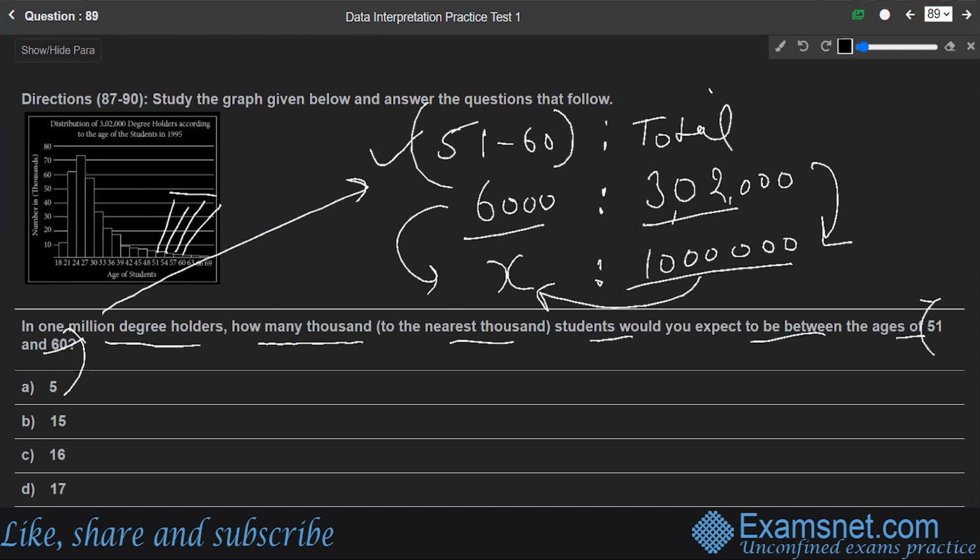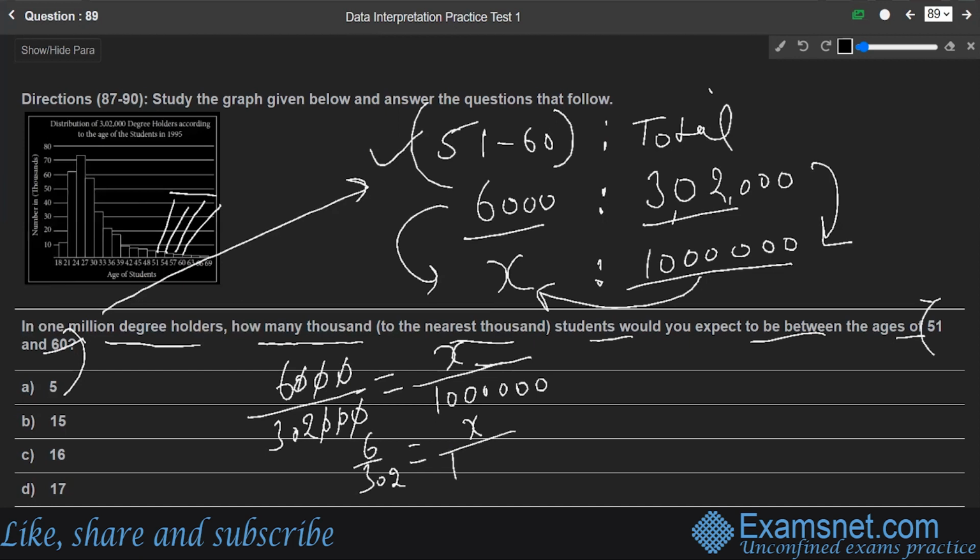So clearly we can solve this by the application of ratios. We can write 6,000 divided by 3,02,000 holds the same ratio as X is to 1 million. This is how I'm supposed to solve this. We can cut down the zeros like that, so 3 zeros are gone here. 6 divided by 302 holds what connection with 1 million? So clearly we can solve for X.